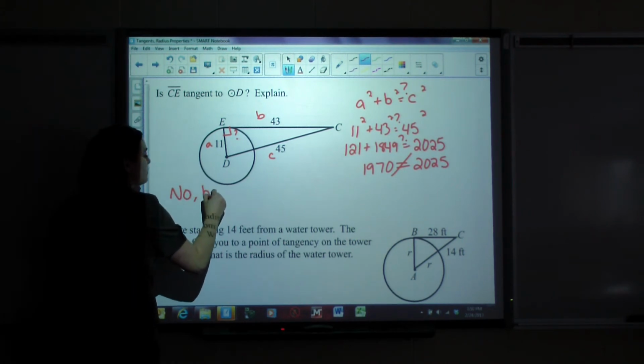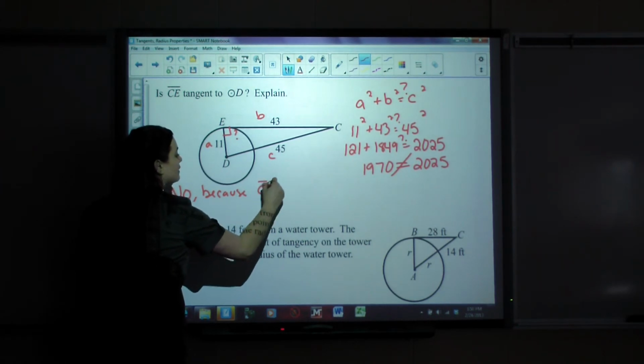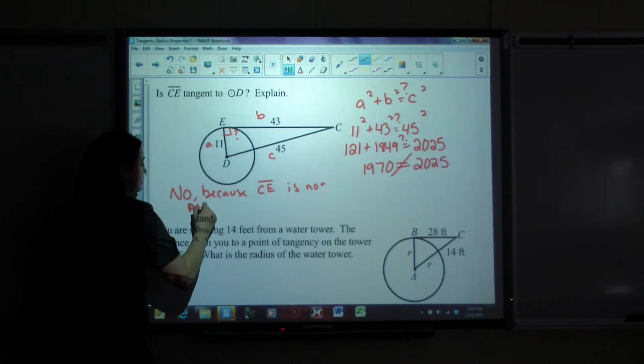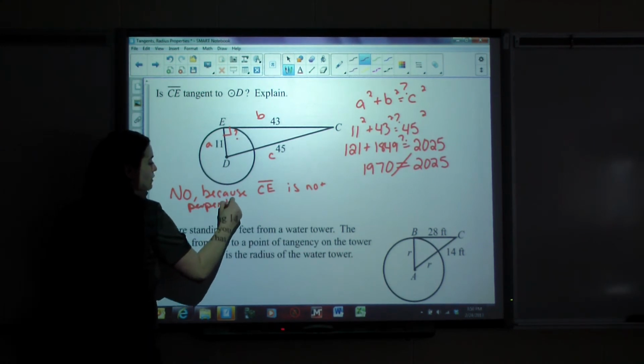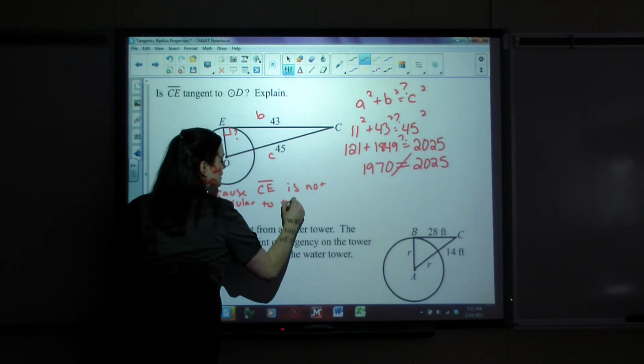And my reasoning would be because CE is not perpendicular to the radius.